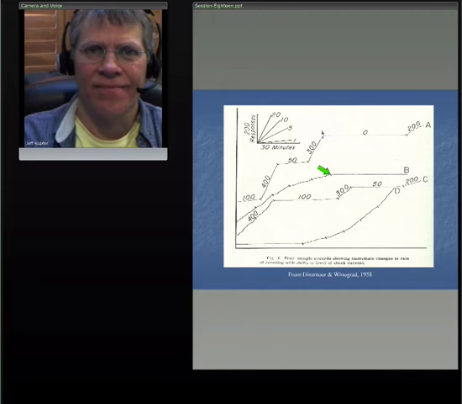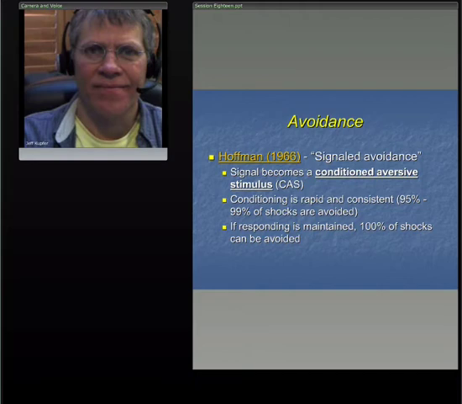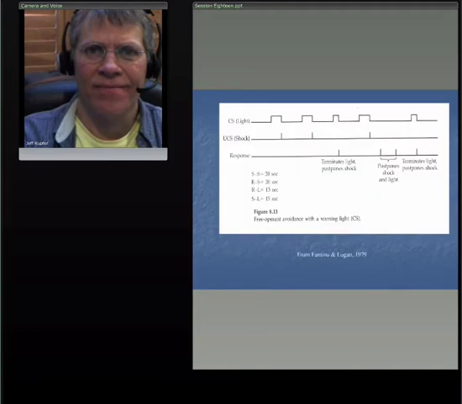Now we could also arrange situations in which we could signal the availability of shock at any moment by using signaled avoidance procedures. And I'm going to show you how this is arranged, how Hoffman arranged this. You see here a situation in which we arrange light, which starts off as a neutral stimulus. It turns on, stays on, and then if no response occurs during this period, you can see no response occurs, electric shock is delivered, and the light shuts off.